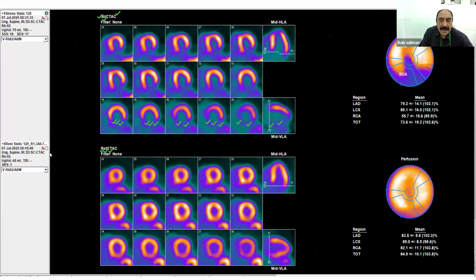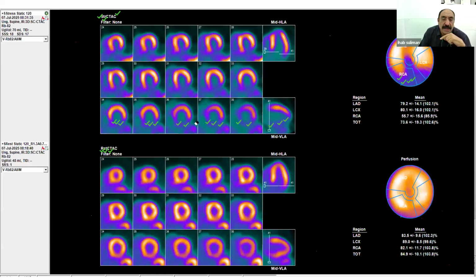And you can easily appreciate there is a defect in the inferior wall consistent with position 6 on the clock. And what is your expectation, what artery is likely to be involved with such occlusion of the inferior wall of the heart?